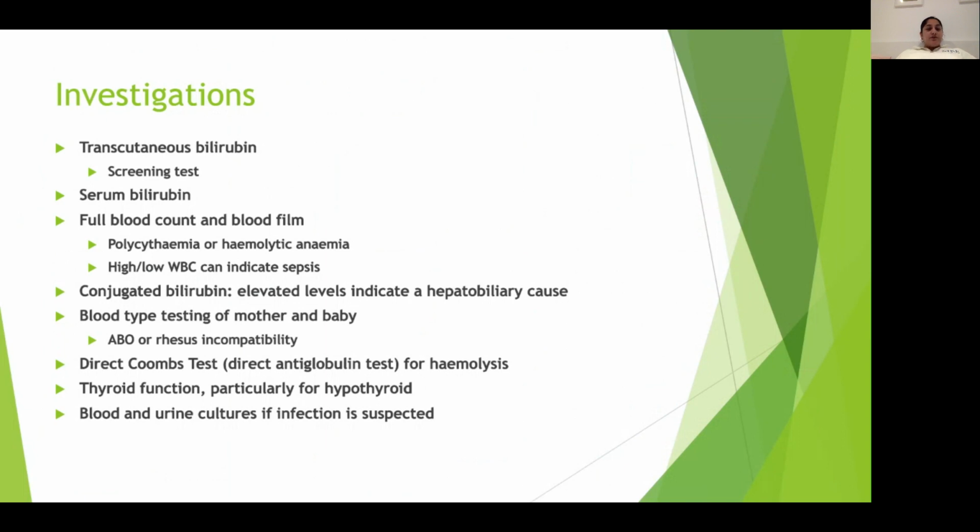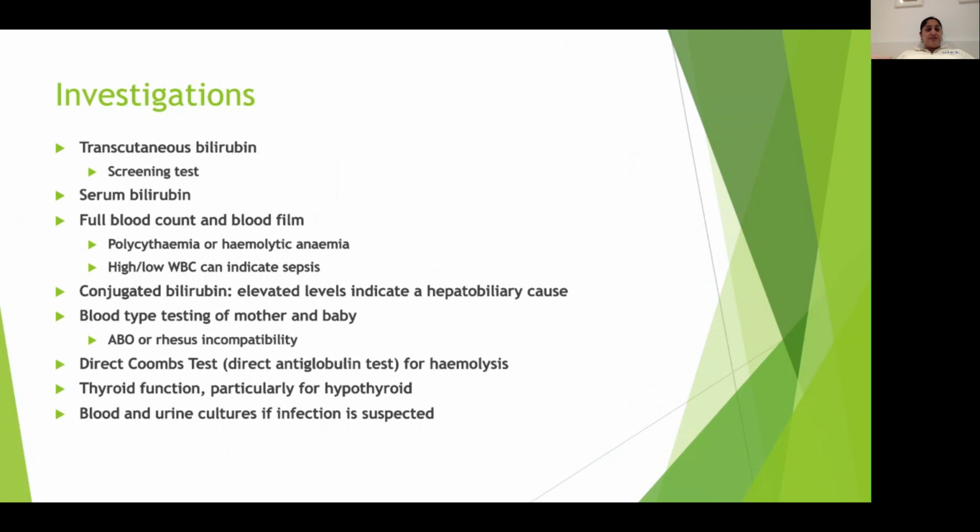We also could, if you're suspecting that it might actually be a prolonged jaundice, it's important to check the conjugated bilirubin levels, because then we can find out if it's actually a hepatobiliary cause rather than a physiological cause that's not as worrying and may not require urgent management. And it's also important to check the blood type of both mum and baby to look for whether there's rhesus incompatibility or not as well.